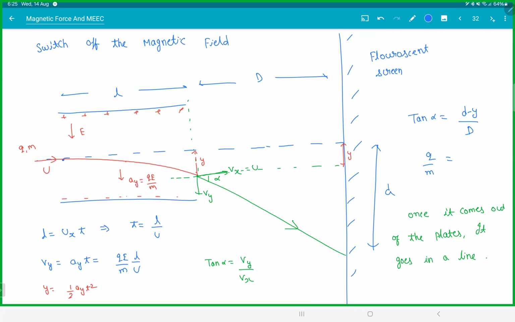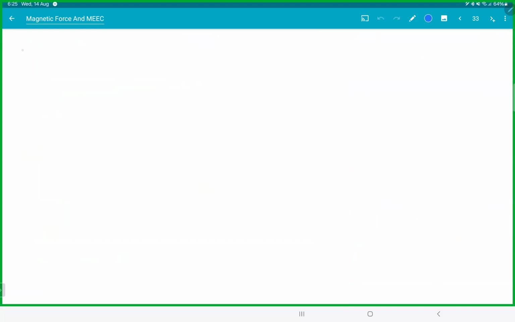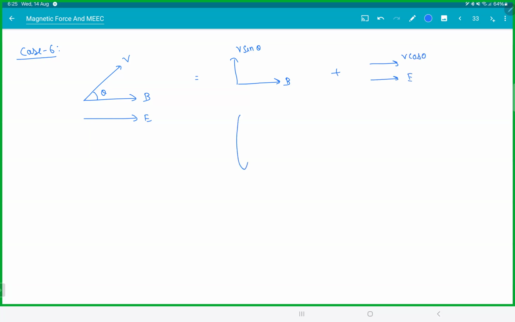Yeah, next thing. Case 6. This is same as that. So V is like this, theta is like this, and the electric field is like this. Again, the same story here. This is B. V sine theta, V cos theta, and this is E. This will go in a circle and this will go in a line which is accelerating now.